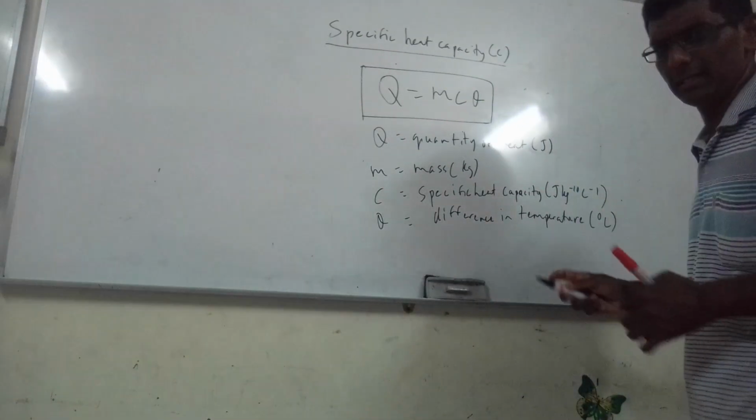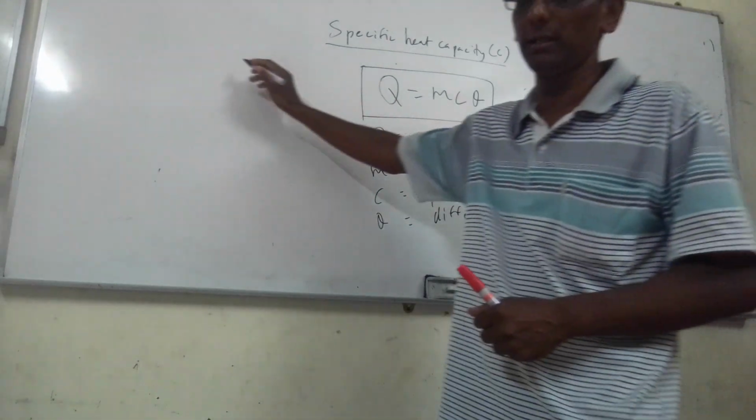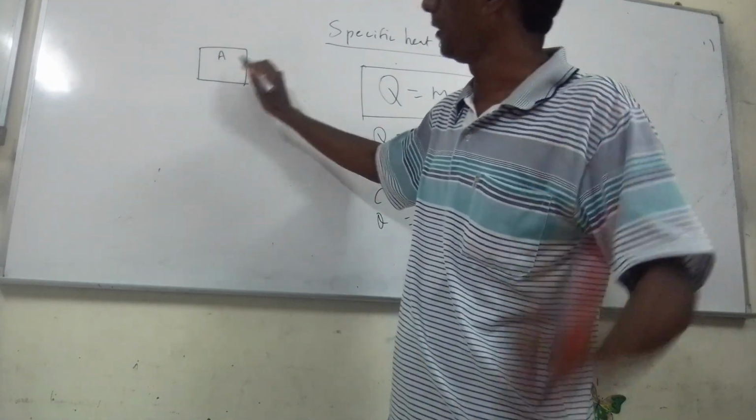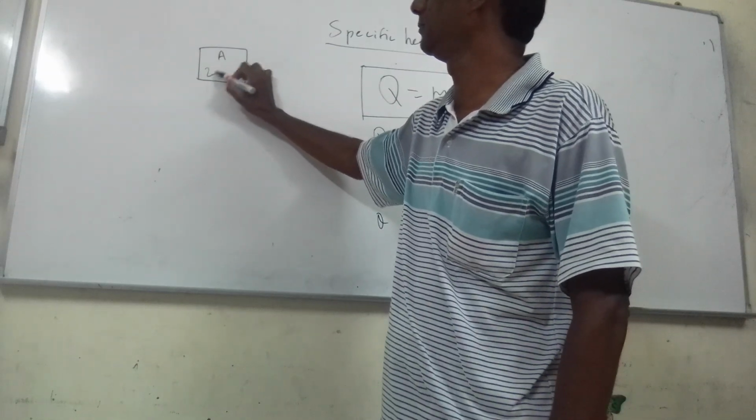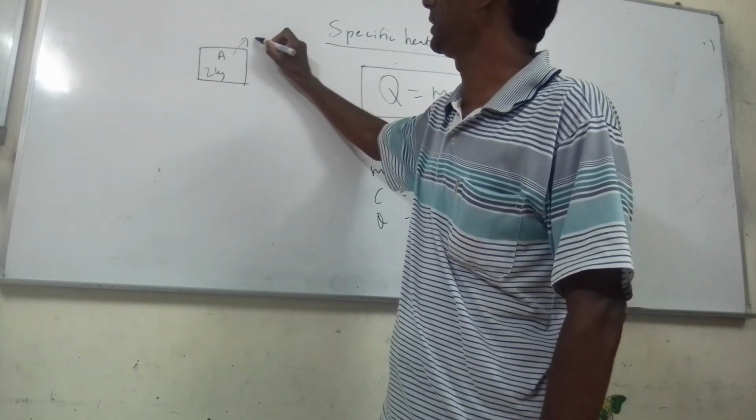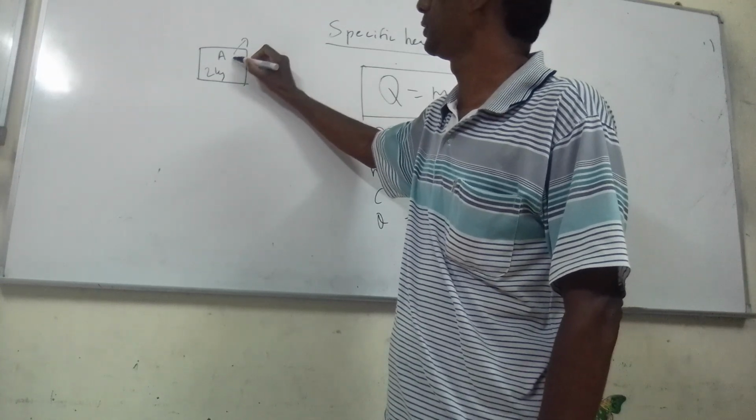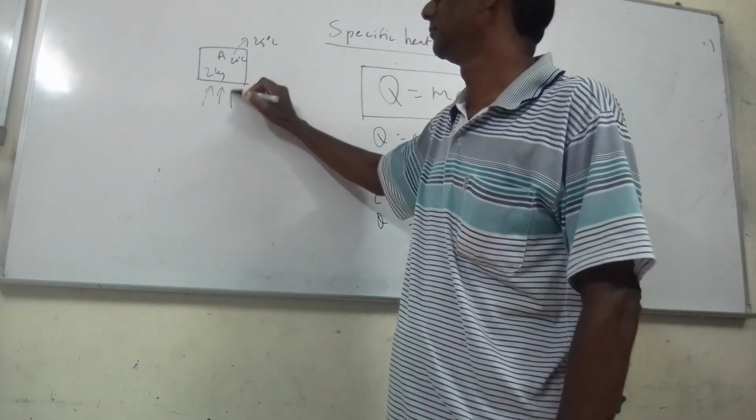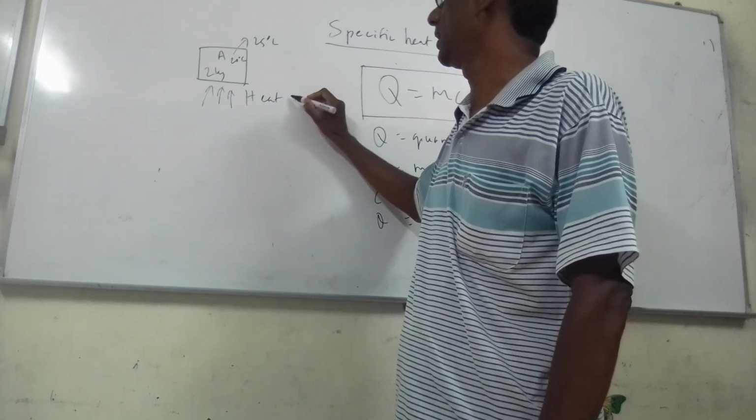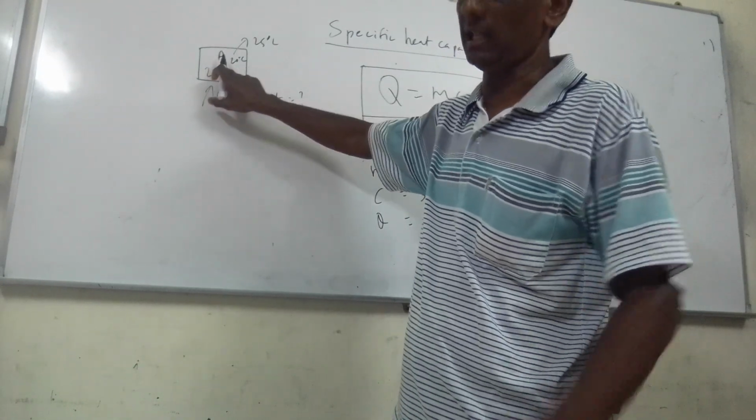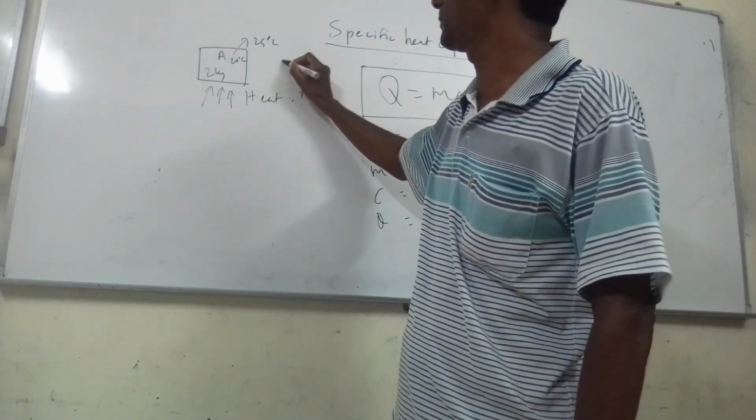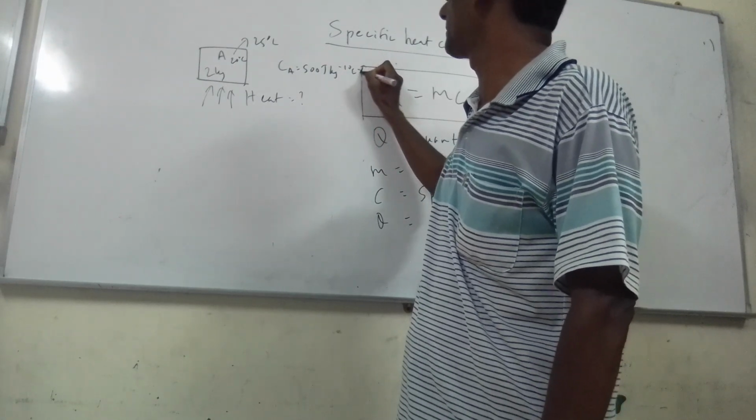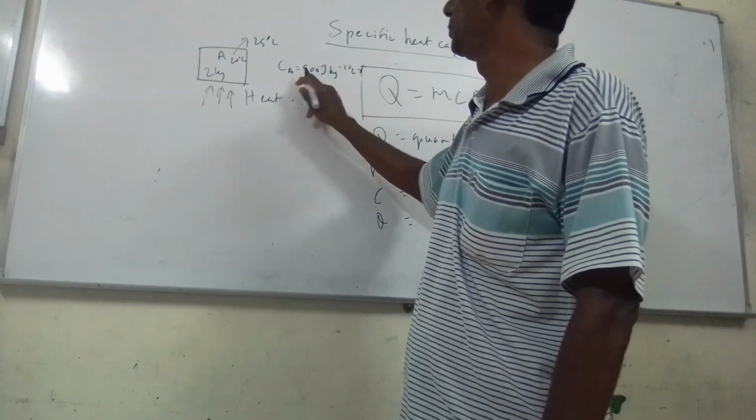Okay, and this question. Can you see? For example, object A is 2 kg. The temperature is from 20 to 25 degrees Celsius. How much heat energy is required? I give the specific heat capacity of object A as 500 joule per kilogram per degree Celsius.